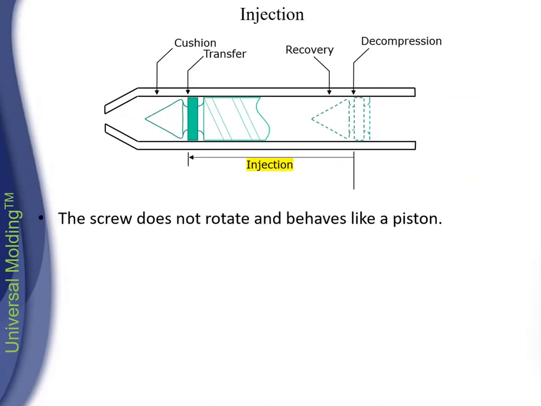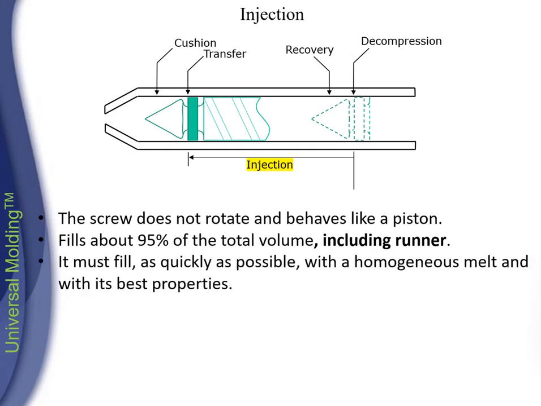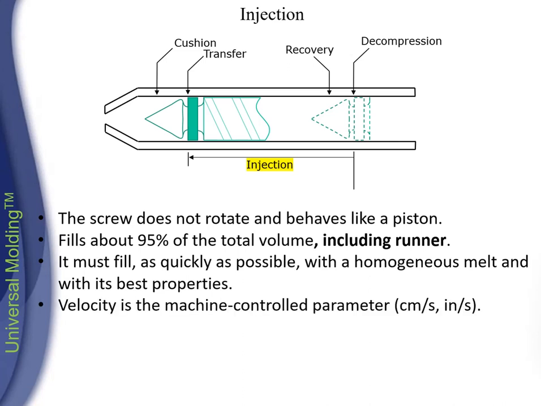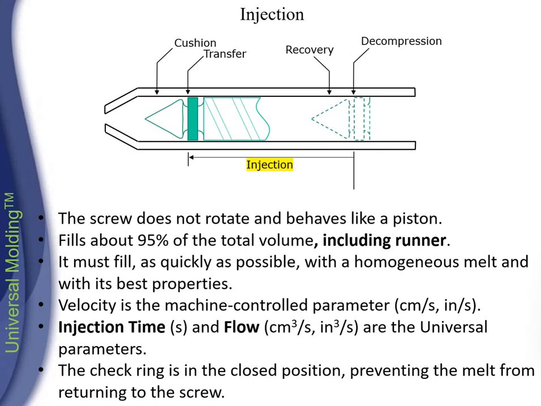In the injection stage, the screw does not rotate and behaves like a piston. It fills about 95% of the total volume, including the runner. It must fill as quickly as possible with a homogeneous melt and with its best properties. Velocity is the machine-controlled parameter. Injection time and flow are the universal parameters. The check ring is in the closed position, preventing the melt from returning to the screw.